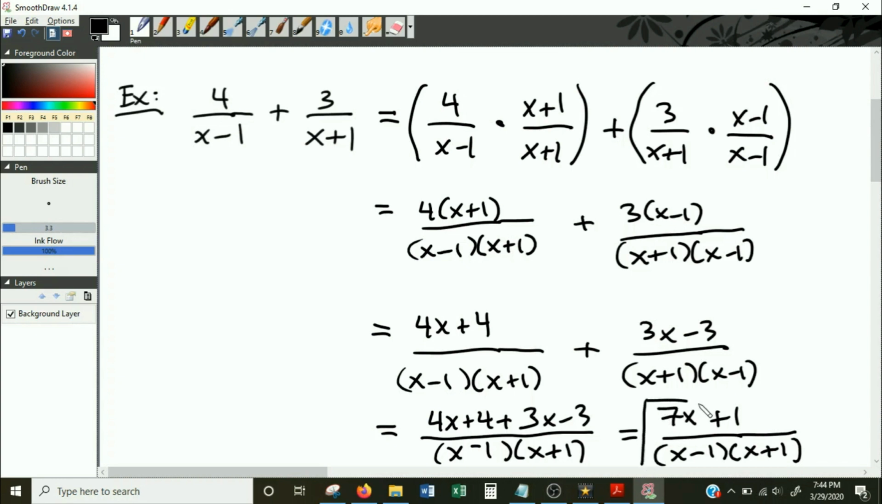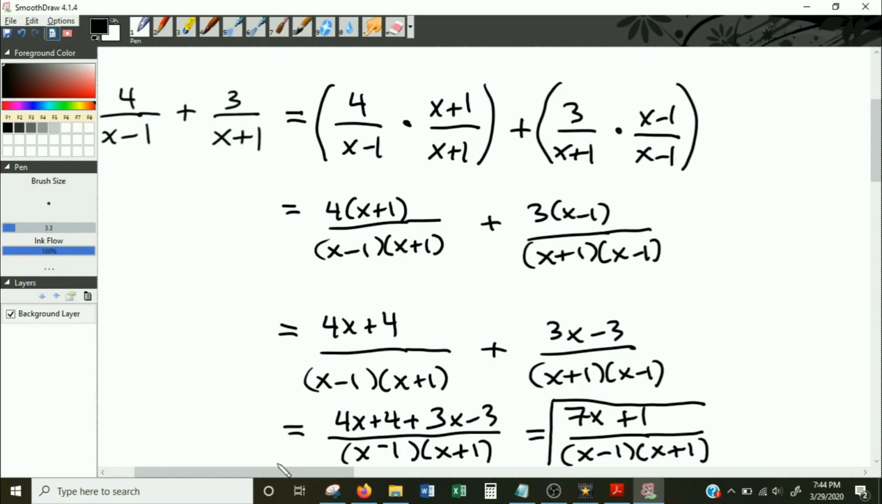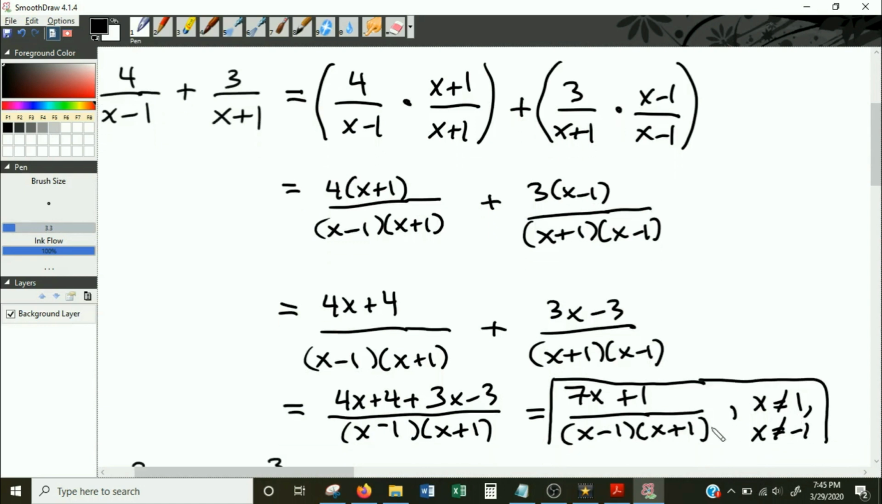But there's one thing that's missing, and that is the values that x can be. So here x cannot be 1 or negative 1, because if it is, then the denominator would be 0 and we would have an infinite value, and we can't have that. So this is the solution to the first problem. Okay?